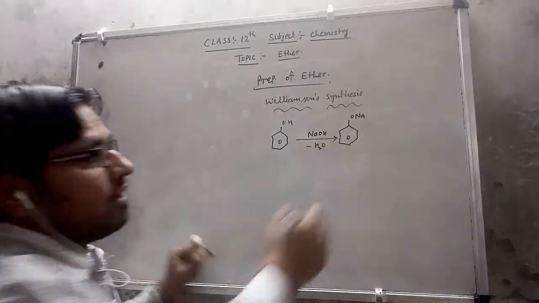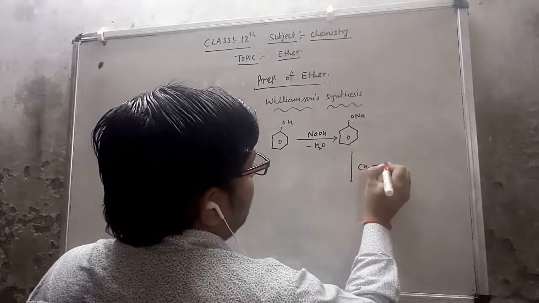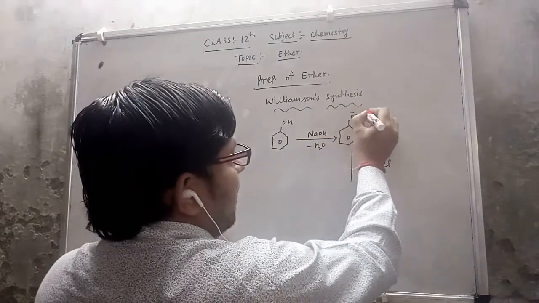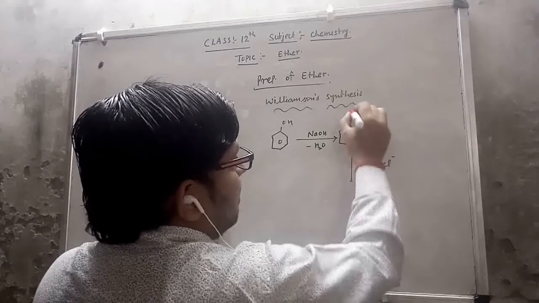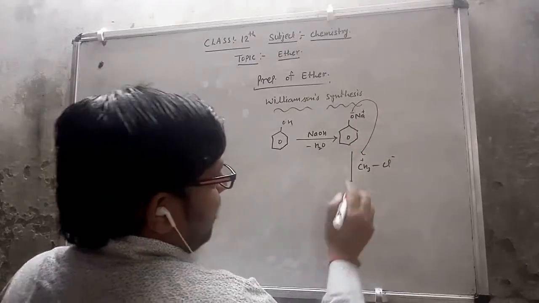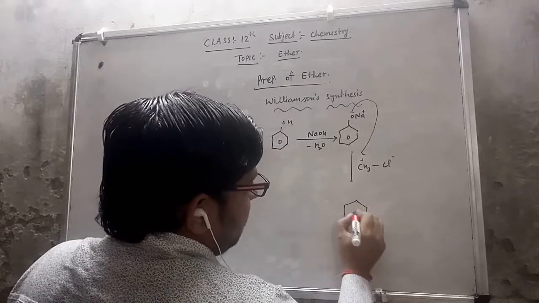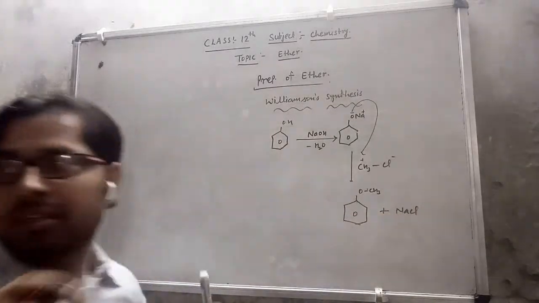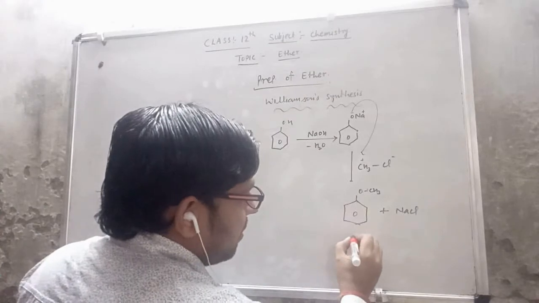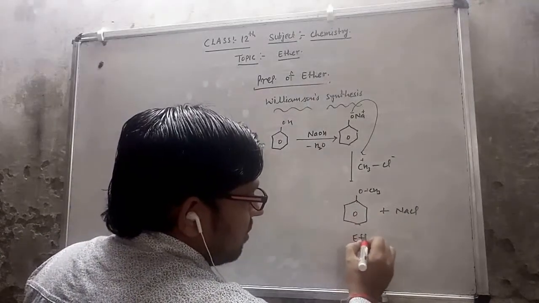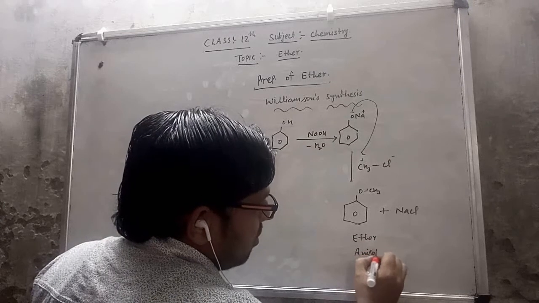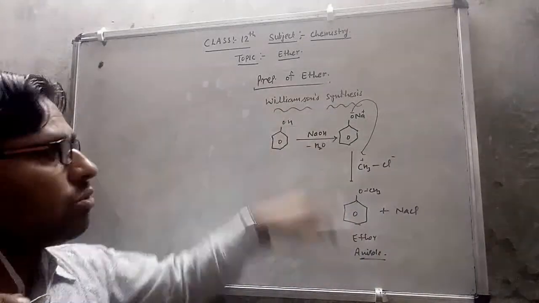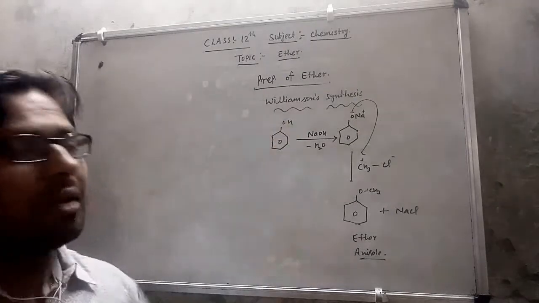Now this sodium phenoxide reacts with CH3Cl. On oxygen there is a negative charge and on the other end a positive charge. This negative charge will be taken on the positively charged alkyl group. So we are getting OCH3 plus NaCl. This is ether. Its common name is anisole. The IUPAC name is methoxybenzene. So with the help of phenol also we can make the ether.